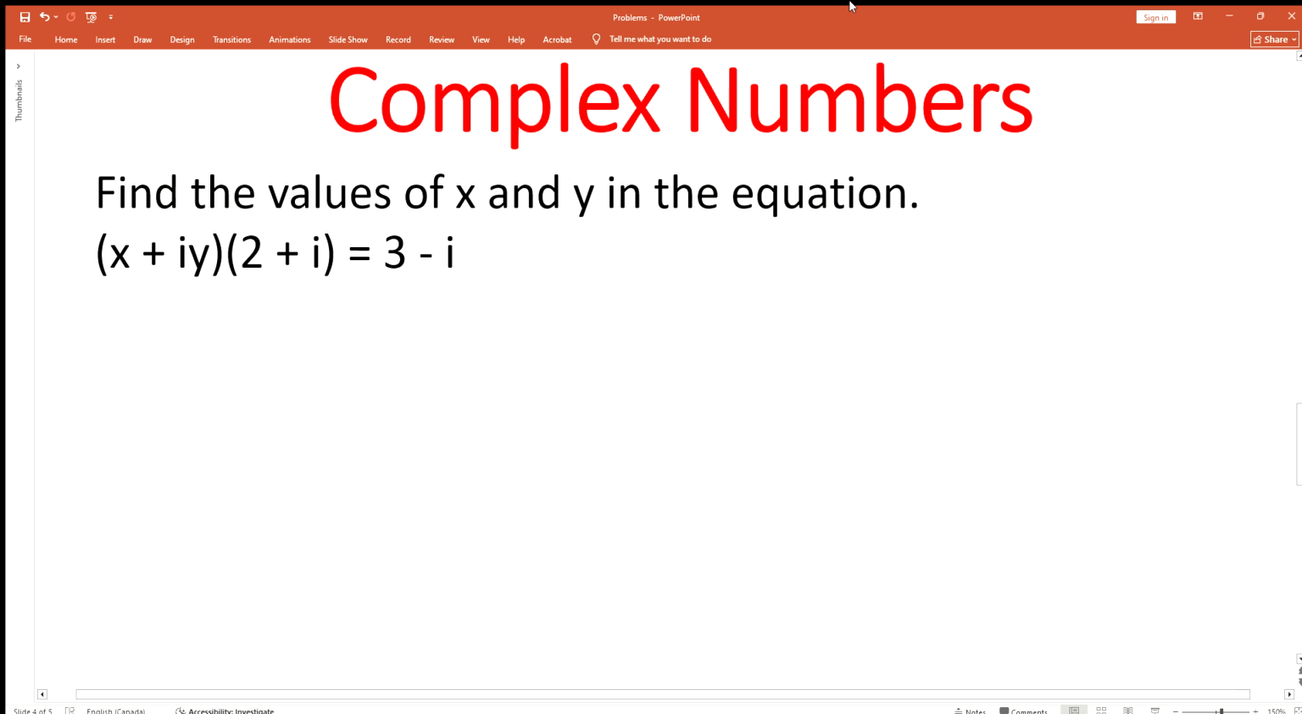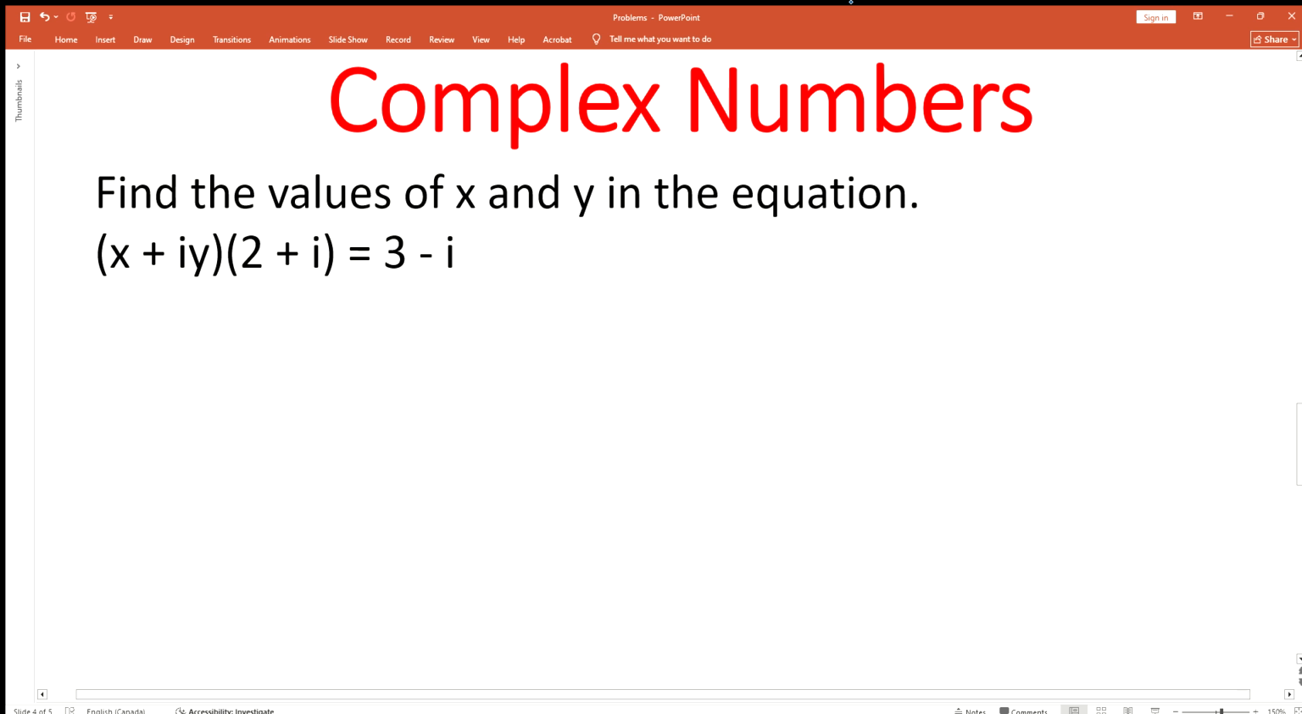In this video, we'll solve this complex number problem. As per the problem, find the values of x and y in the equation. The given equation is (x plus iy) times (2 plus i) equals 3 minus i. In this equation, i is the imaginary unit.